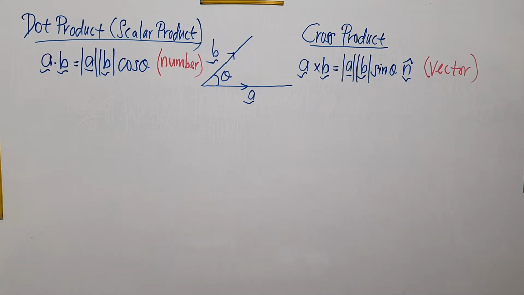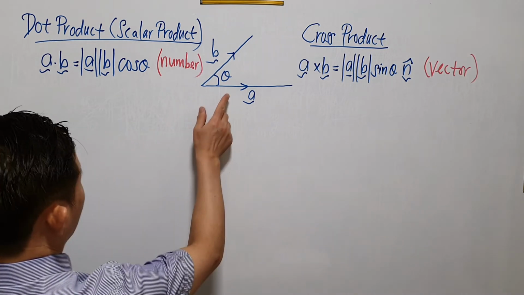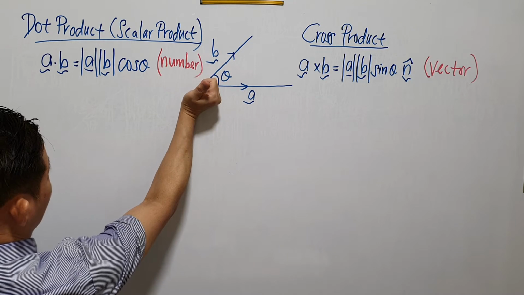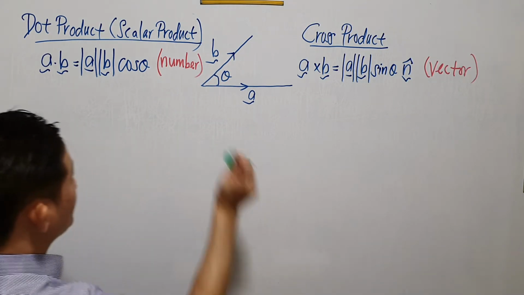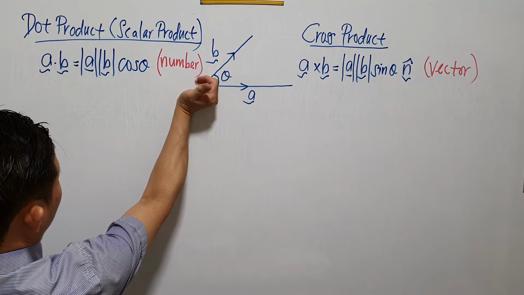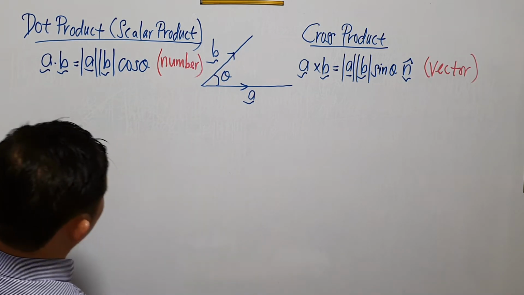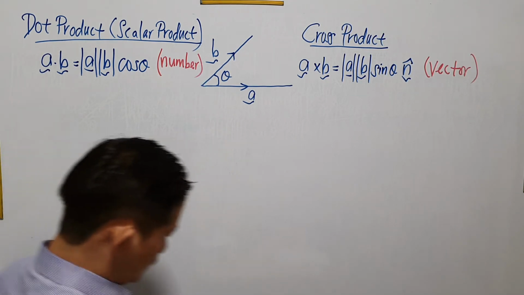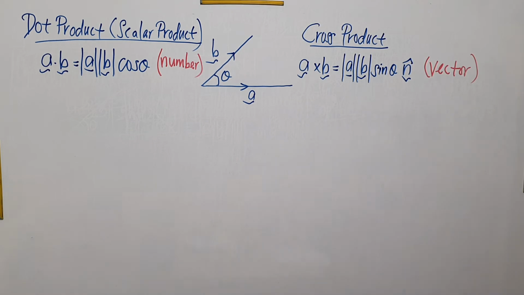Let's also recall that in the case of cross product, the right hand rule applies. If you have to perform A cross B, moving your finger from A to B, the direction of the thumb, in this case, is out of the board. Let me show you again. The direction of the thumb points to the vector of A cross B, which is out of the board like this. So the first big difference is one of them produces a number, and the other produces a vector.